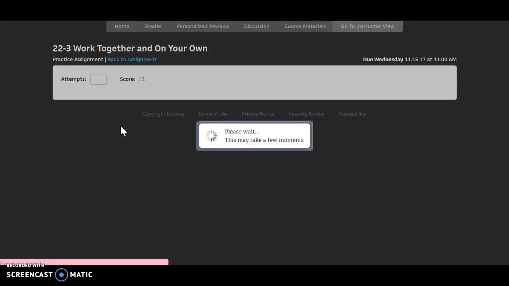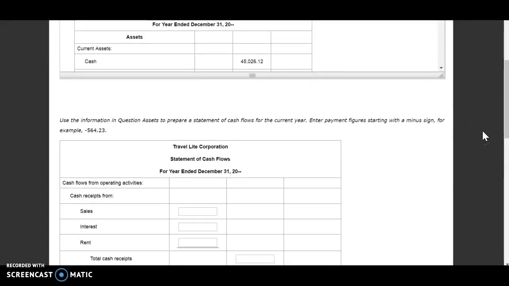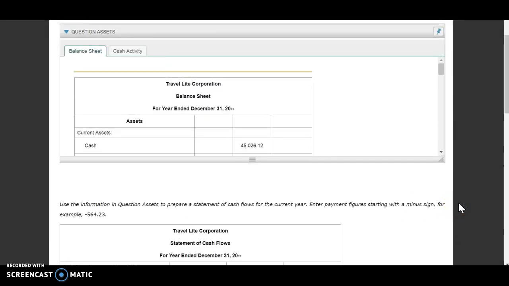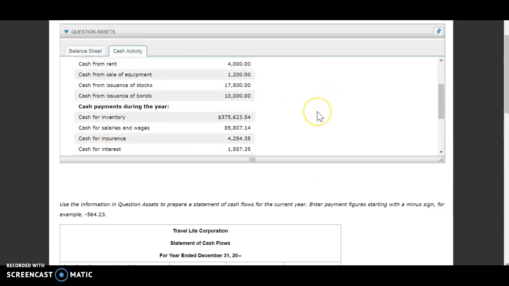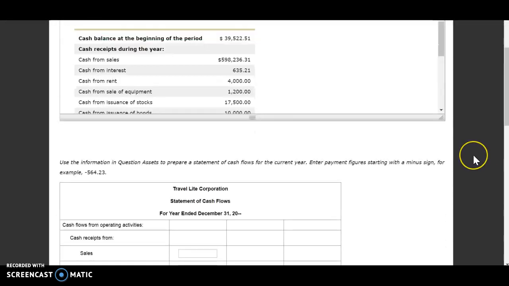22-3 work together. It says use the information in question assets to prepare a statement of cash flows for the current year. Enter payment figures starting with a minus sign, for example, negative 564.23. So they're just saying anytime that we are making a payment, it needs to start with a minus sign. Okay, so they do give us our balance sheet, and then they give us our cash activity as well.